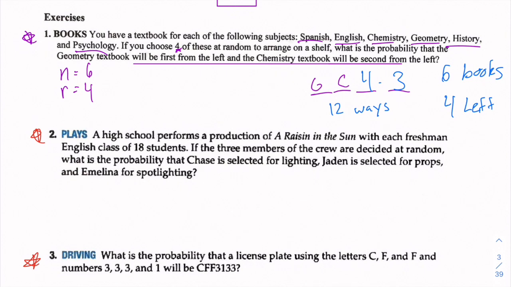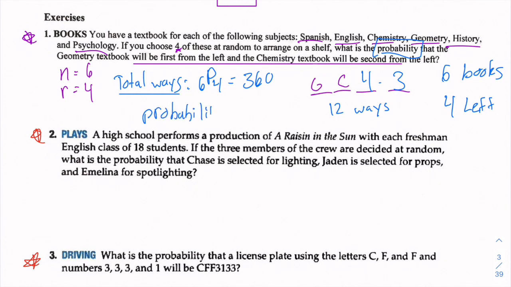So there's 12 ways. What is the total number of ways? There's 6 books and you're picking 4. Put this in your calculator, you should get 360. So these are the total ways. But the way that you want it to work out, geometry being first, chemistry second, there are only 12 ways. So in the end, the probability, because that's what you're trying to find here, is 12, what you want, over the total, which is 1 over 30.